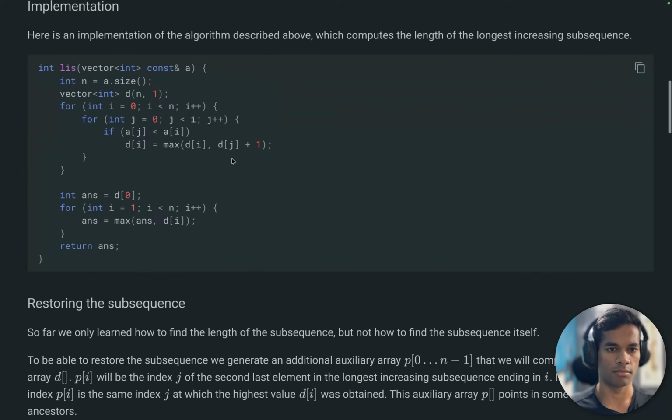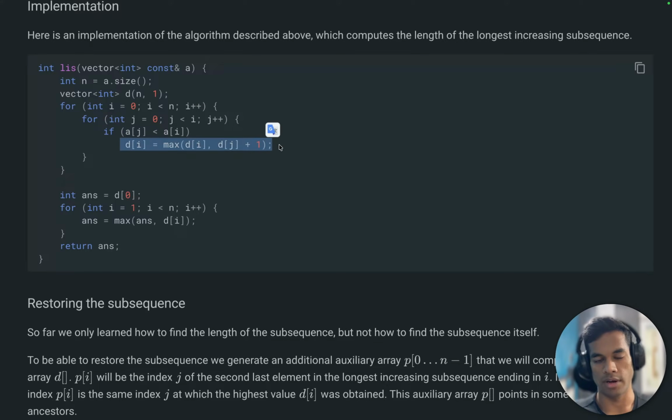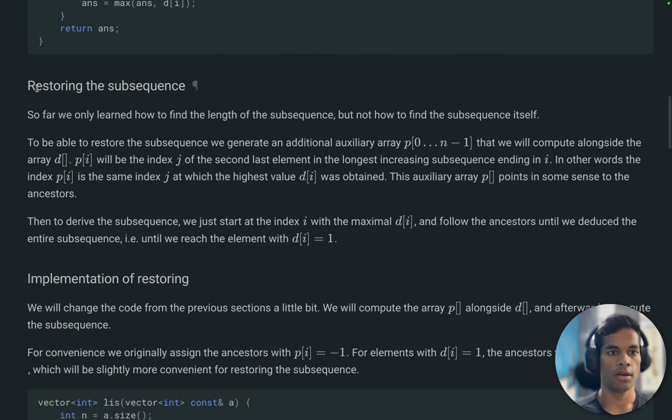Implementation: for j from 0 till less than i, j plus plus. If aj is smaller than the current ai, then find the maximum of di currently. We did initialize di with a value of 1, so that is cool. Everything is initialized with a value of 1, and for the answer, we go through the whole thing and find the maximum value. That is also cool.